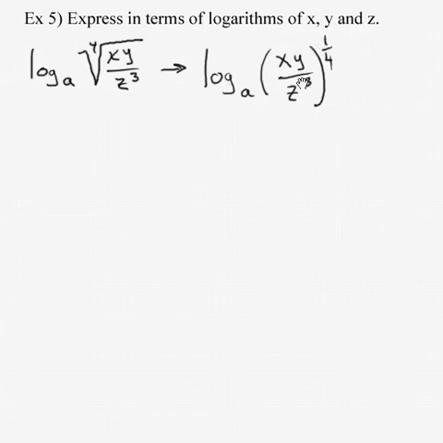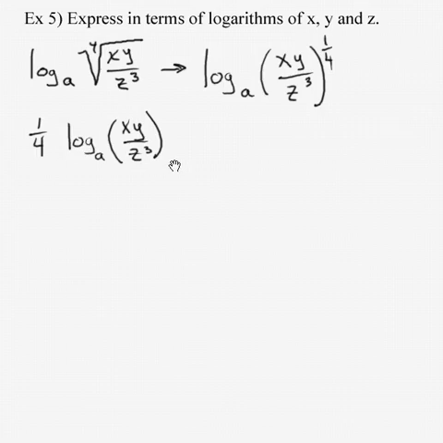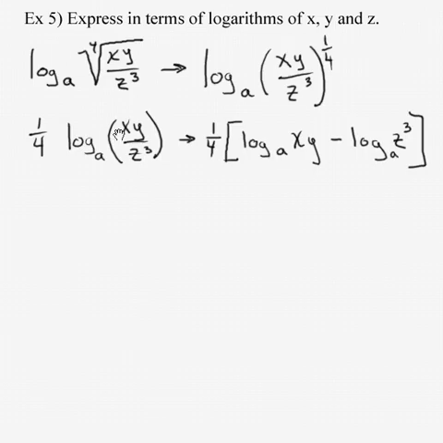Now I've got the log of a number raised to a power base a. That's the same as that exponent 1/4 times the log of my quotient, xy over z cubed base a. However, when I have a quotient, the log of a quotient is the same as the log of the numerator, xy base a, minus the log of the denominator, z cubed base a. And I had to put brackets or parentheses around this because this 1/4 is times that whole expression, and now that it's become a binomial, I need to make sure it gets distributed out.